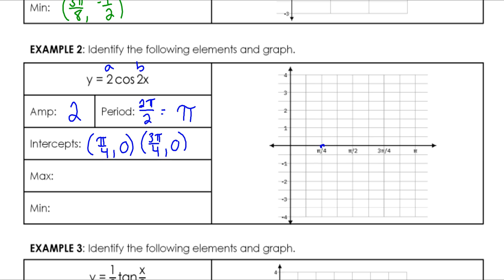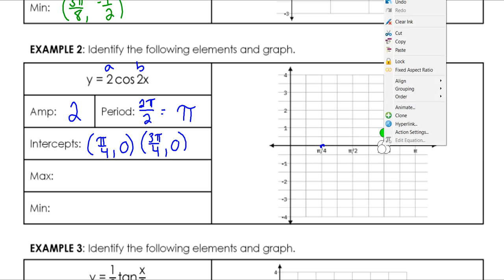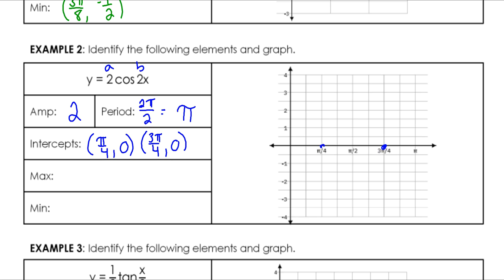So pi over 4 is going to be an intercept, and 3 pi over 4 is going to be an intercept. All right, and then lastly, we need to know where those maxes and mins are. So for cosine, our max is going to be at 0, so that would be 2 here. So 0, 2, because that amplitude is 2.